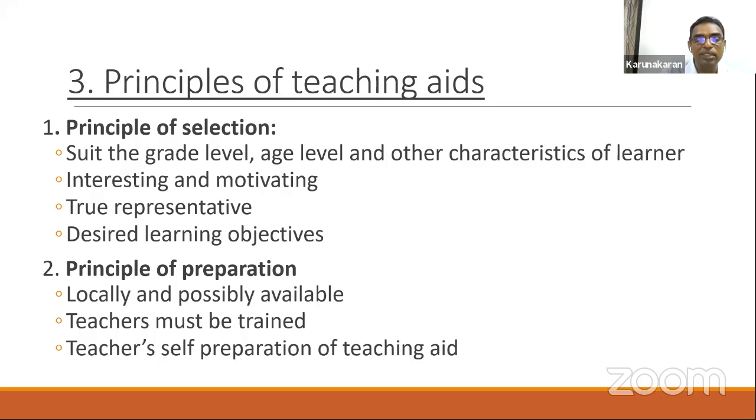The chosen teaching aid should be the true representative. It should help to achieve the desired goals. We should see that it is a correct representative of the desired learning objectives. The correct teaching aids help the teachers and the learners to achieve the desired learning objectives at the end of the lesson. So when we select the teaching aid, we should keep these things in mind.